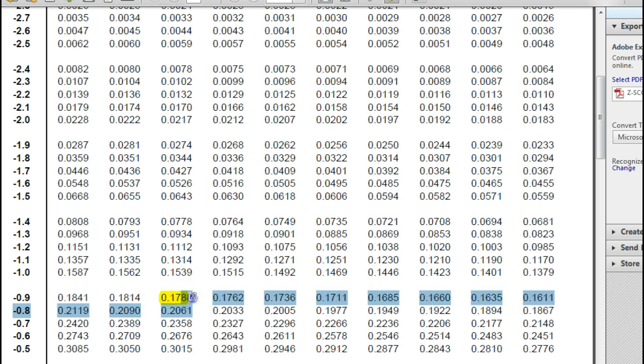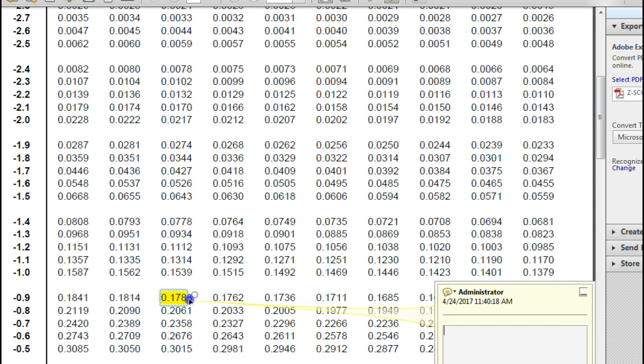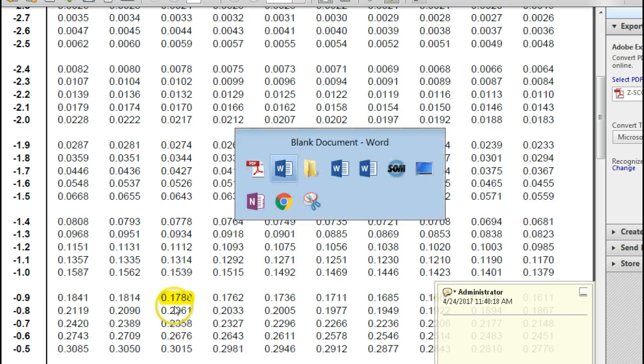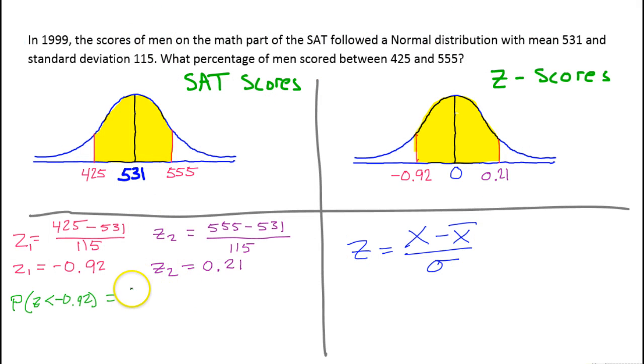Okay, I missed. Oh no, now I got too many. Let me try this one more time. Okay, there we go. Now, as a percent, this is 17.88%. So let's write that down. 17.88%.